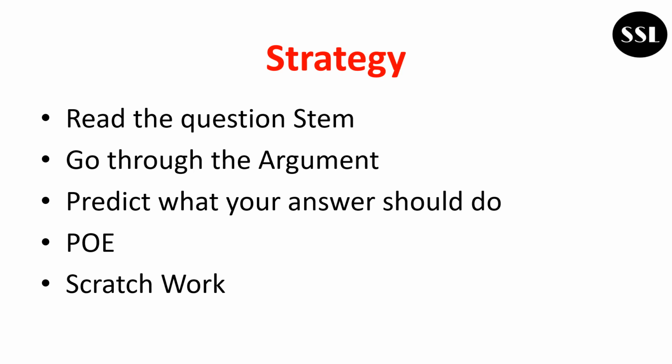If you understand the argument in your first shot, well and good. Otherwise, you must read the argument once or twice more and then predict what your answer should do. It may be concluding, it may be weakening or strengthening. Then the process of option elimination, that means you must eliminate the irrelevant, out of scope or extreme answer choices. And then scratch work. Scratch work means actually rough work. It differs from person to person.